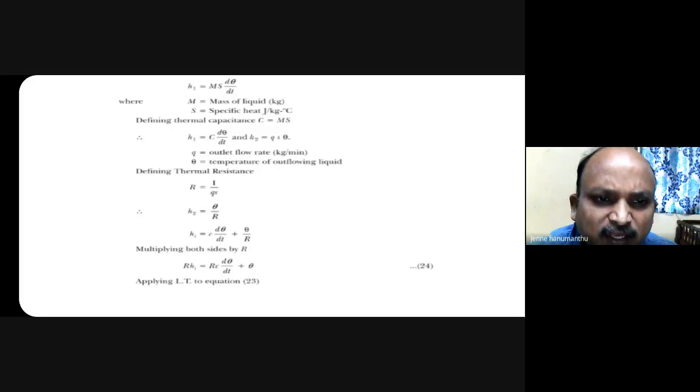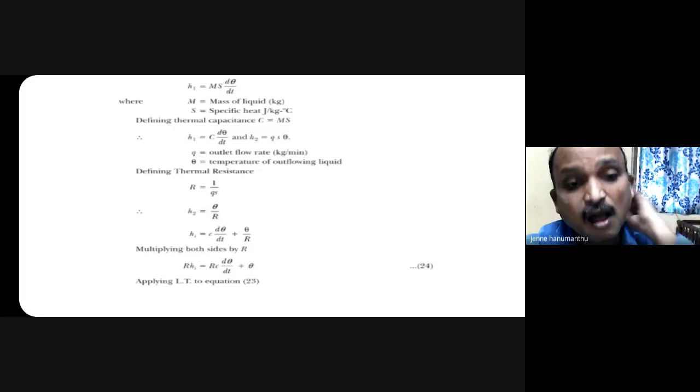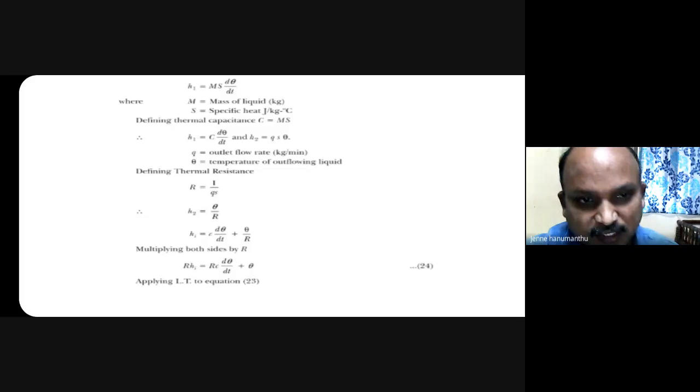Our main aim is how this theta, the temperature of the outflowing liquid, depends on other parameters. Thereby we are representing a mathematical model and block diagram. That is our main aim from this thermal system. Right. Now define thermal resistance. This was about thermal capacitance. Next define thermal resistance. Resistance can be written R equals 1 by Qs.